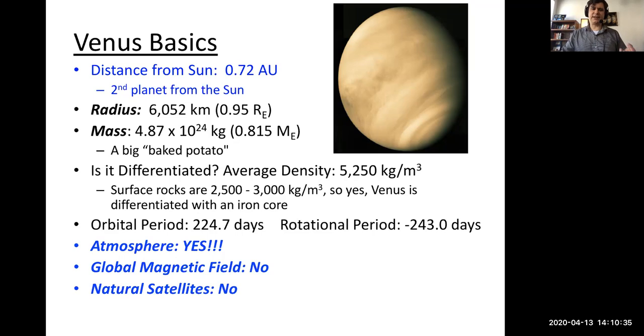So yes, Venus is differentiated with an iron core that should be about the same size relative to Earth's iron core, so about 55% of the radius of Venus, so a very large iron core.